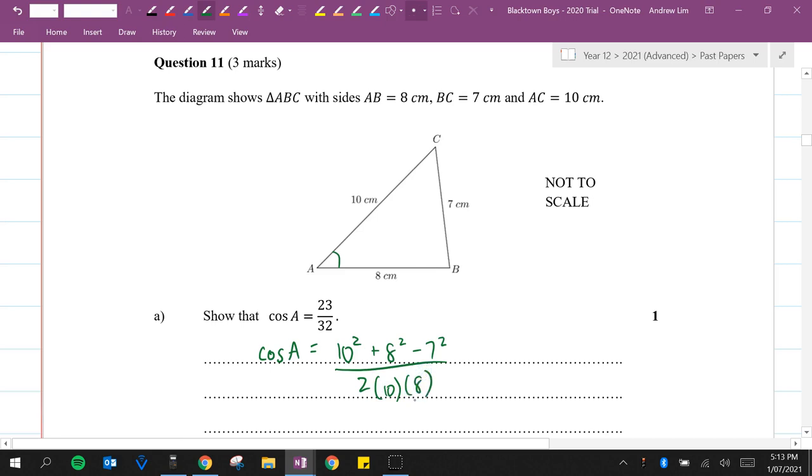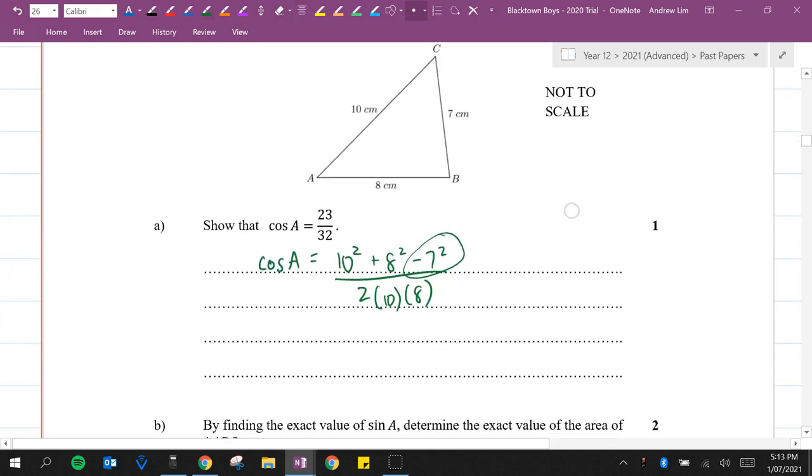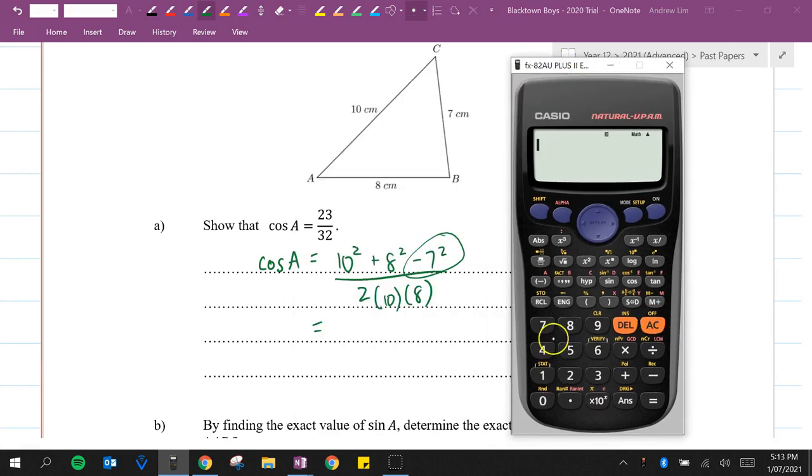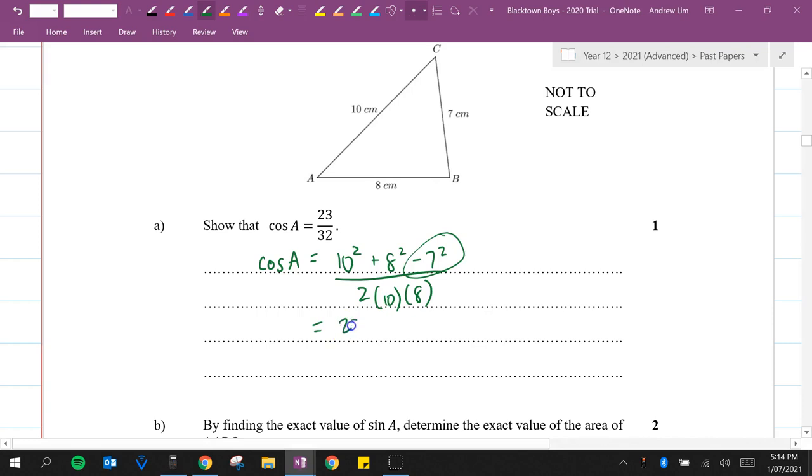So just remember that the one that we are always subtracting is the one that's opposite to the angle that we're using. And it doesn't matter what order the other ones are. So let's put that in our calculator. We have 10 squared plus 8 squared minus 7 squared over 2 times 10 times 8, which is 23 over 32. And that's it. We've shown it. Just make sure you show all your working out. You need this. You can't just write the answer.